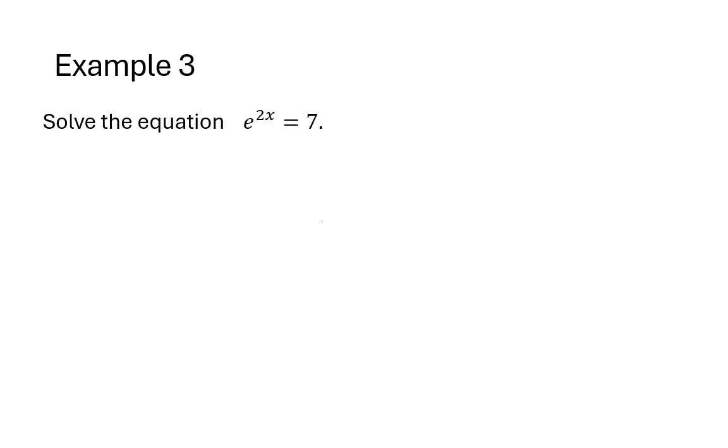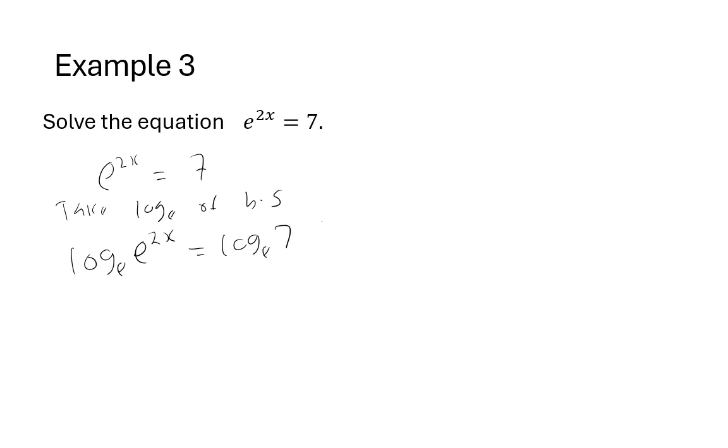So we want to solve the equation exponential 2x equal to 7. Whenever you are given something with exponential, instead of taking the log of both sides with base 10, we'll take the natural log, that is ln, the log e of both sides. So let's write it first. Exponential 2x equal to 7. Then we'll take log e of both sides. So this will be log e of e raised to the power of 2x is equal to log e of 7.